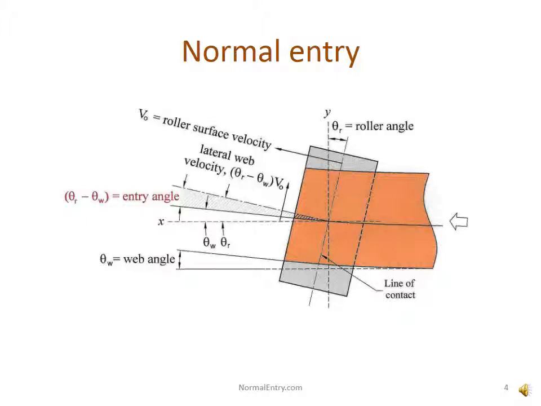Webs move with rollers, but they also move on them. When a web approaches a roller at any angle other than perpendicular to the roller axis, it will track laterally in a direction that takes it back to a perpendicular condition, which we call normal entry. Normal is just another word for perpendicular. And the lateral speed of the motion will be equal to the product of the surface speed of the roller and the entry angle. And in this diagram, the entry angle is the net difference between the roller angle theta sub r and the web angle theta sub w.